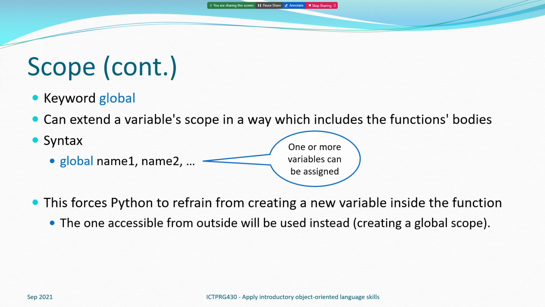So for scope, put the global command in, and we can change where the variables have scope. So we've put global in front of the variable names. What we're doing is we're going to say this variable can be used outside of the function.